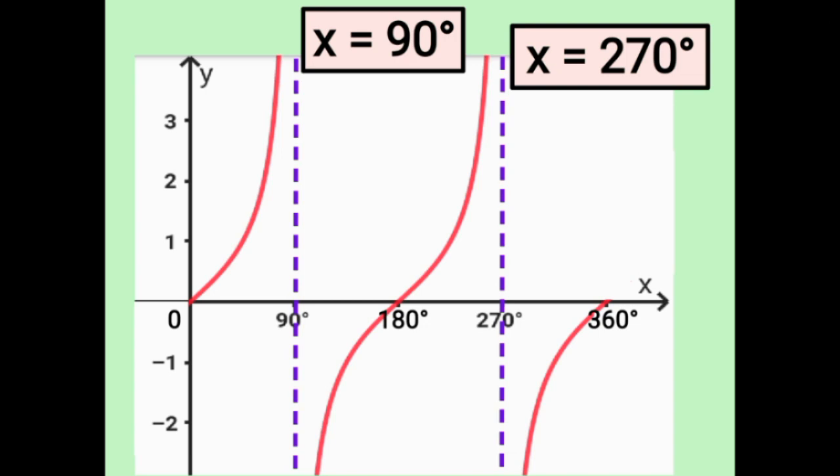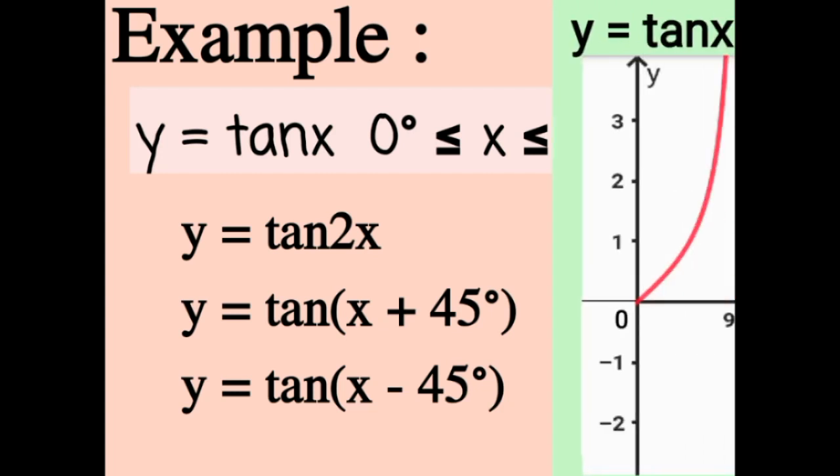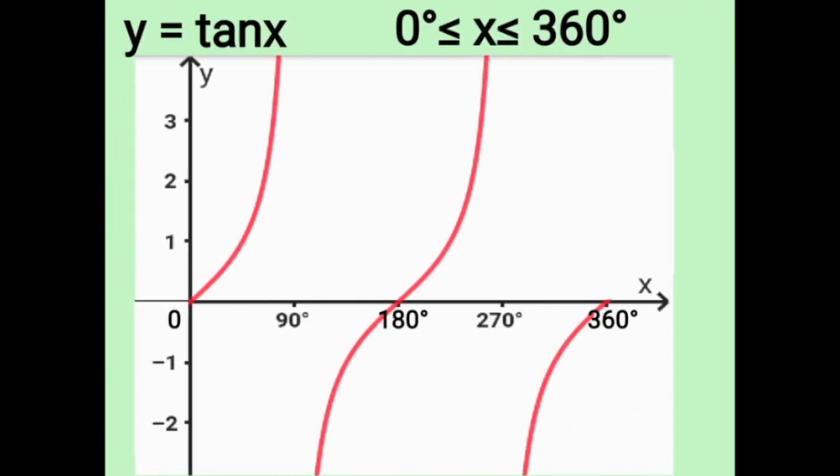Now, let's take a look at a few examples. Apply the following transformations to the graph of y equals tan x in the interval x is greater than or equal to 0 degrees but less than or equal to 360 degrees. So now this is the graph of y equals tan x in the interval x is greater than or equal to 0 degrees but less than or equal to 360 degrees.